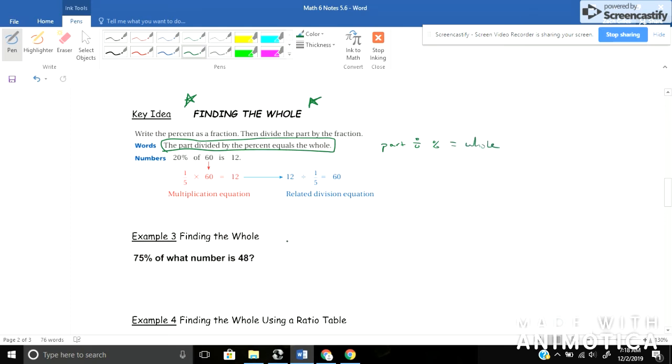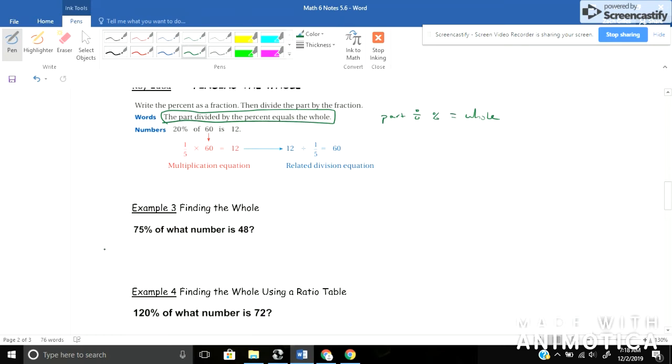So let's look at example 3. 75% of what number, we don't know the whole, that's what we're trying to find, is 48. Okay, again, use some keywords here. Is and then a number oftentimes means that this number is the part.